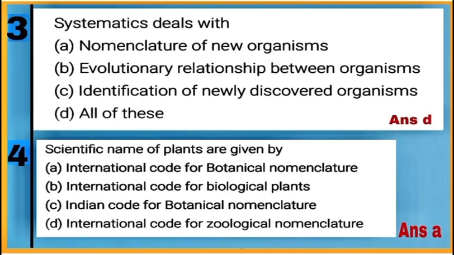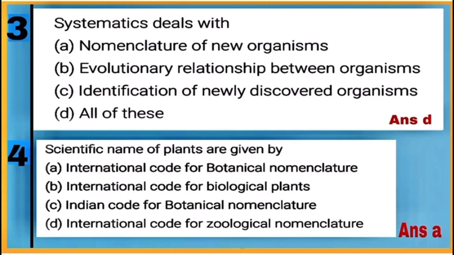Question 3. Systematics deals with. The word systematics is derived from the Latin word systema, meaning systematic arrangement of organisms. It deals with nomenclature of new organisms, evolutionary relationship between organisms and identification of newly discovered organisms. So here correct answer is D. All of these, mark D as the correct answer.